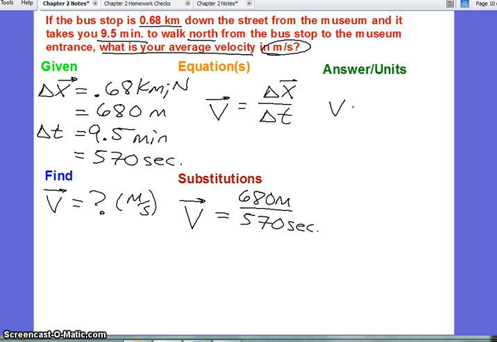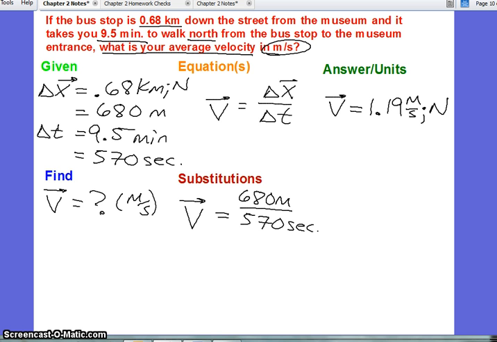Our final answer is the last step, so of course we're going to write down the answer. 680 divided by 570 is 1.19. We want to include units. So if I say that the speed is 1.19, you don't know if that's fast or slow. If I say meters per second, you know it's a relatively slow speed, but it is a person walking. And then in this case, since it asks for a velocity, we need a direction as well.